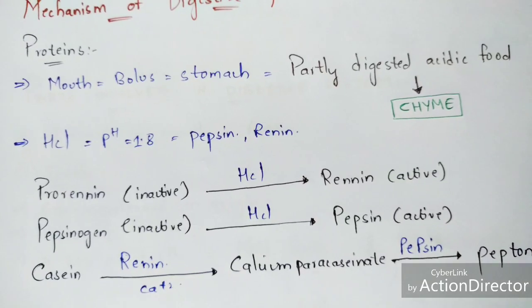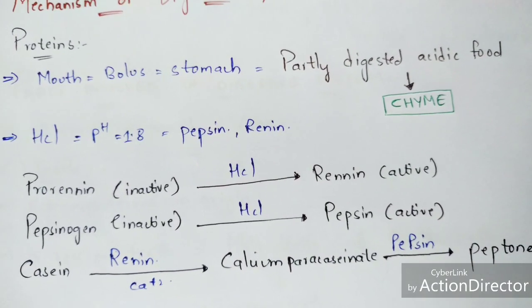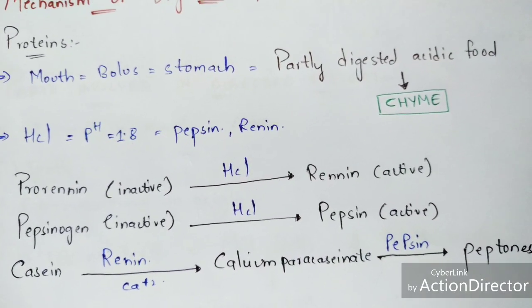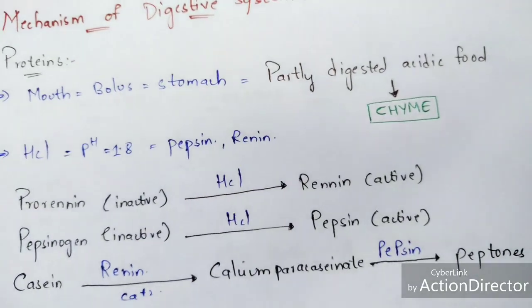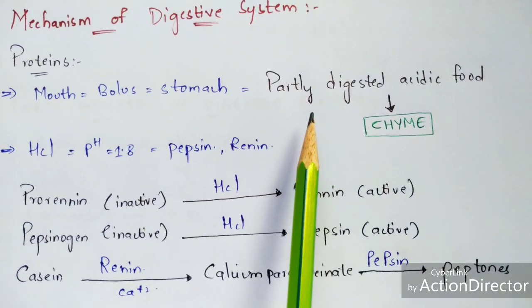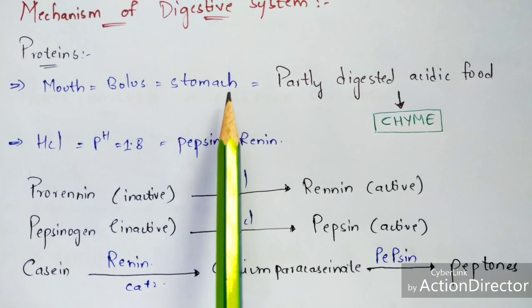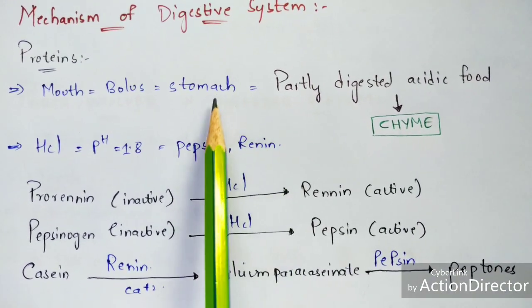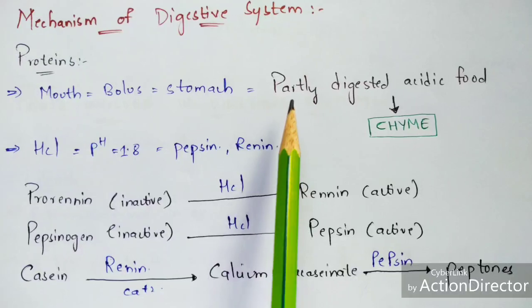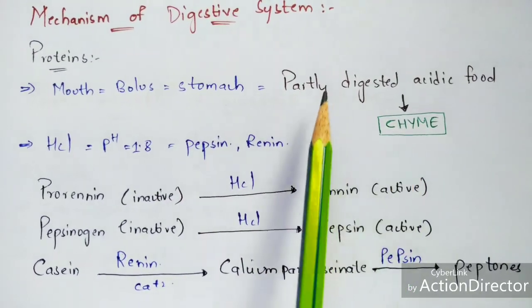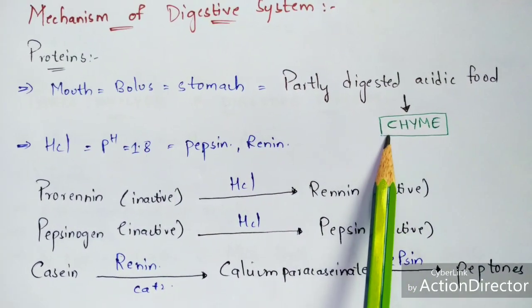And that bolus which has been formed within the mouth will enter into the stomach through the pharynx, right? And within the stomach, what happens? We know that the stomach consists of hydrochloric acid, right? And the food which has entered the stomach will be mixed with hydrochloric acid, and that food is called chyme. It is partly digested acidic food, and that is called chyme.